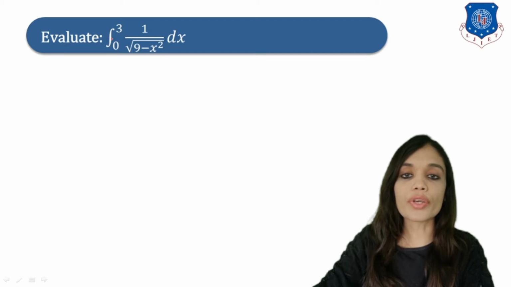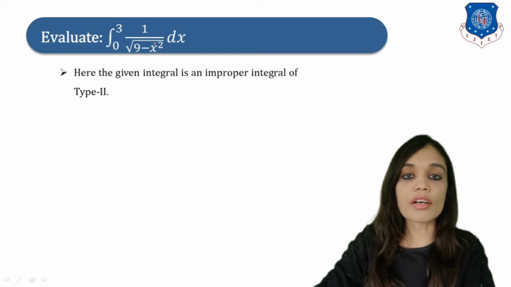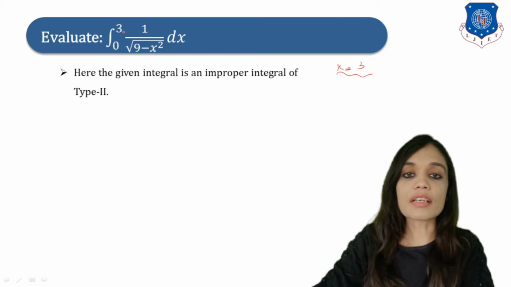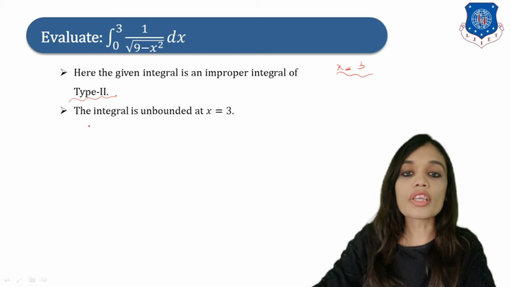Now let us study one more example. Here we have to evaluate the integration from 0 to 3 of 1 upon square root 9 minus x square dx. So here you can see that our integral is undefined at x is equal to 3. So the given integral is undefined at x is equal to 3. Therefore, we can say that it is an improper integral of type 2.